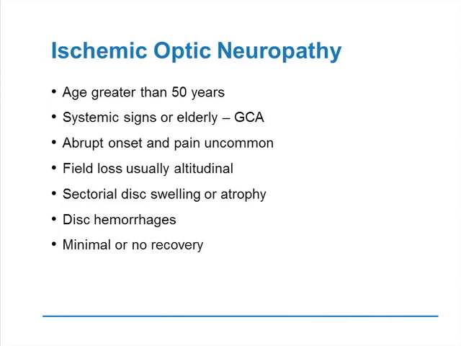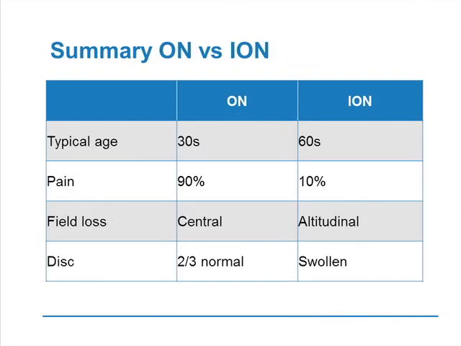You can have disc hemorrhages on fundoscopic exam, and classically in ischemic optic neuropathy, there's minimal or no recovery, whereas recovery from acute optic neuritis is actually more the rule. So I've provided a summary table showing the differences between acute optic neuritis and ischemic optic neuropathy.